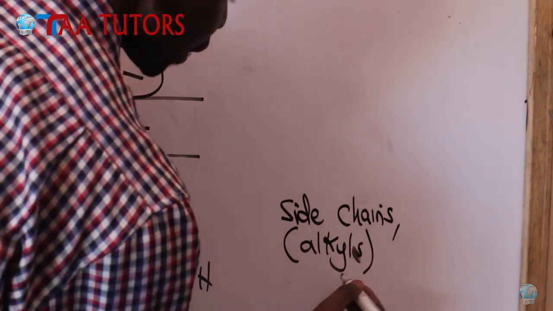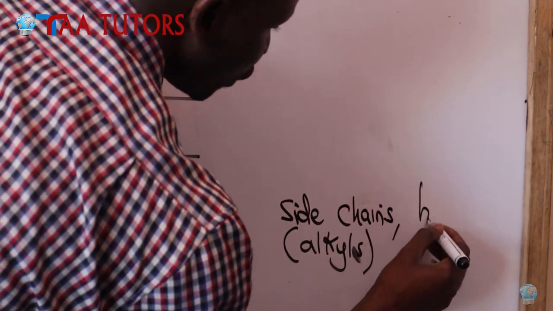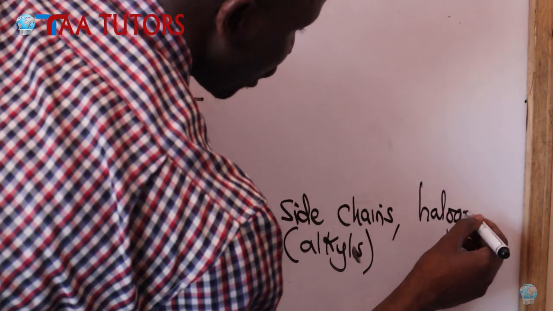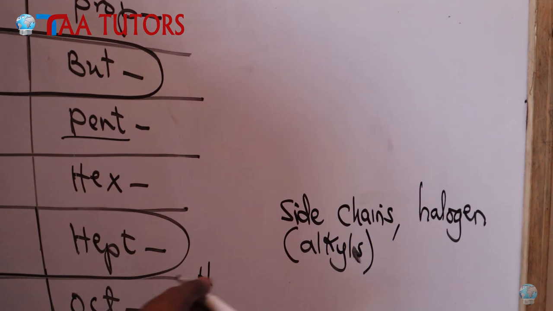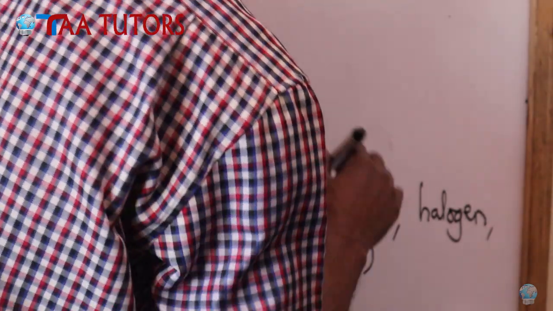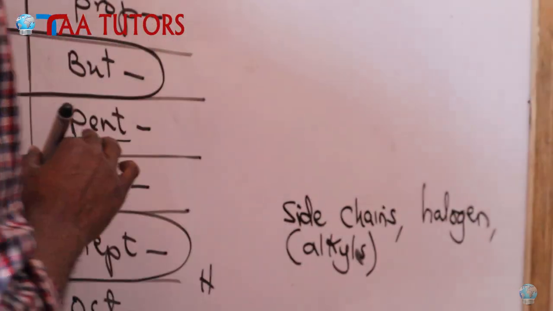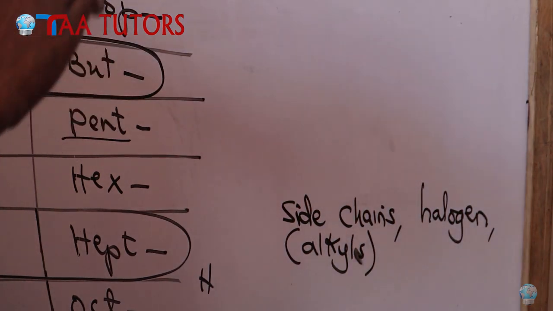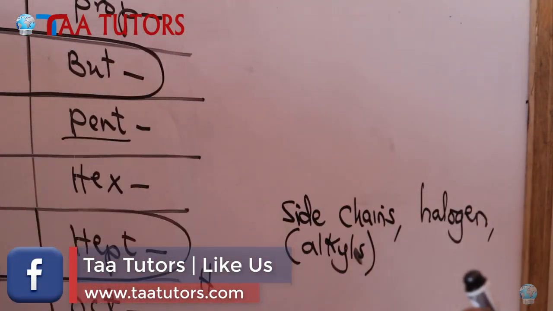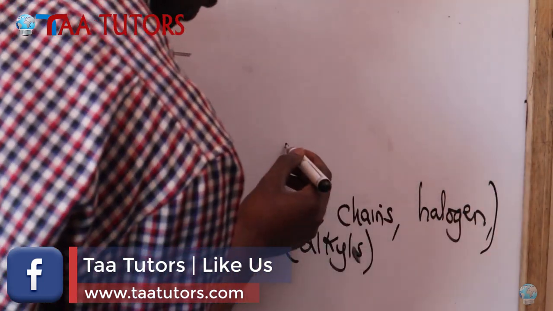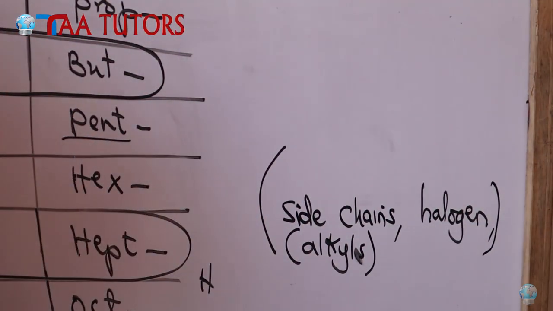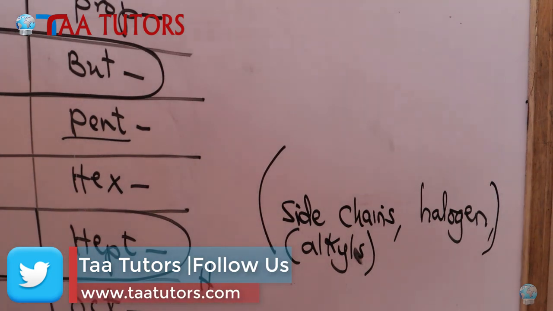Other than alkyls, it could be halogens: bromine, chlorine, fluorine, and so on. Other than that, it can be a functional group. But in this case, I don't want to bring the functional group, because that means we are going to go to alcohol and whatever. Let's leave that one for the next lesson in alcohol. So let's just stick to these two here. These are the ones we have to meet in this particular subchapter or this homologous series.